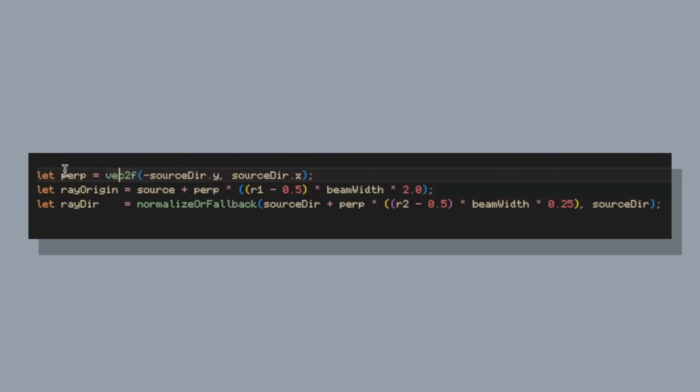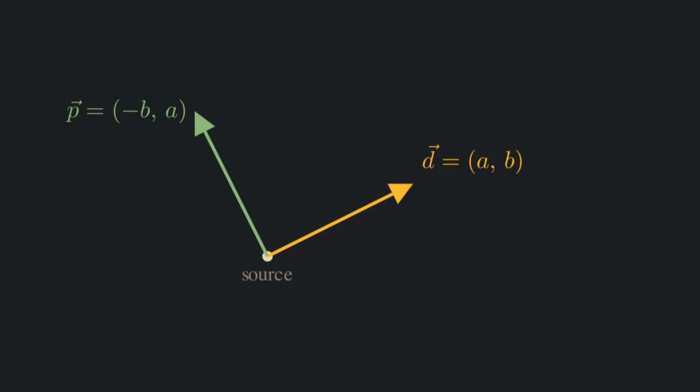Let's start by creating a ray of light. To create a ray, we start by calculating a vector perpendicular to the main beam direction. To create a thick beam, we need to know which way is sideways relative to the beam's forward direction, source dir. In 2D, we get a perpendicular vector by swapping x and y and negating the new x. This mathematically rotates the vector 90 degrees.